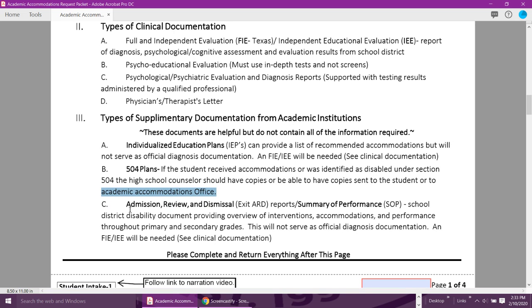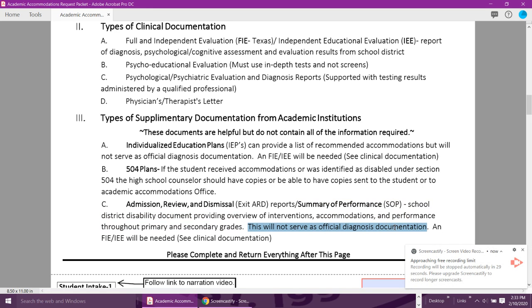Finally, admission, review, and dismissal. This is an exit ARD report. Summary of performance, a school district disability document providing an overview of interventions, accommodations, and performance throughout the primary and secondary grades. This will not serve as official diagnosis documentation. An FIE or IEE will be needed. Again, see clinical documentation above.